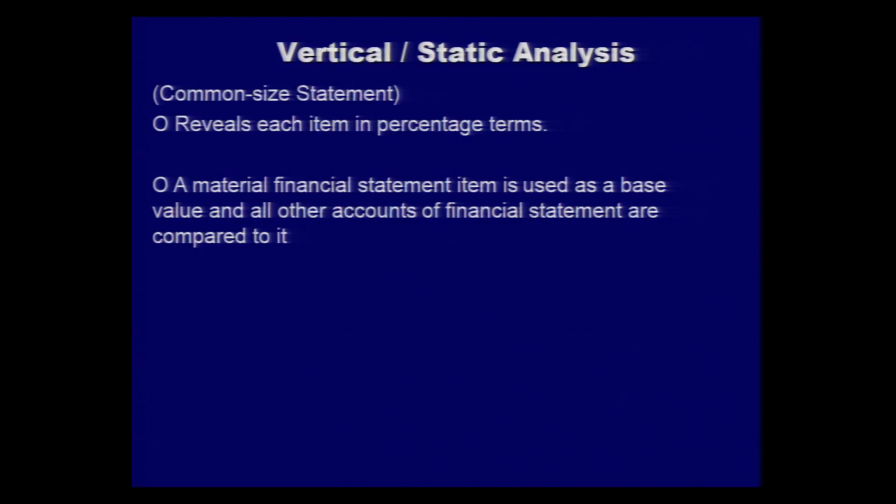Now, there's another method of doing it that we term as a vertical or a static analysis. Herein, everything is in terms of a percentage. It's a common size statement. Everything is in terms of a percentage. A material financial statement item is used as a base value, and other accounts of the financial statement are compared to it. So 1 year and one item you can take as the base, and all other aspects can be compared to it to find out whether the company or the business has done well or whether it is in doldrums.